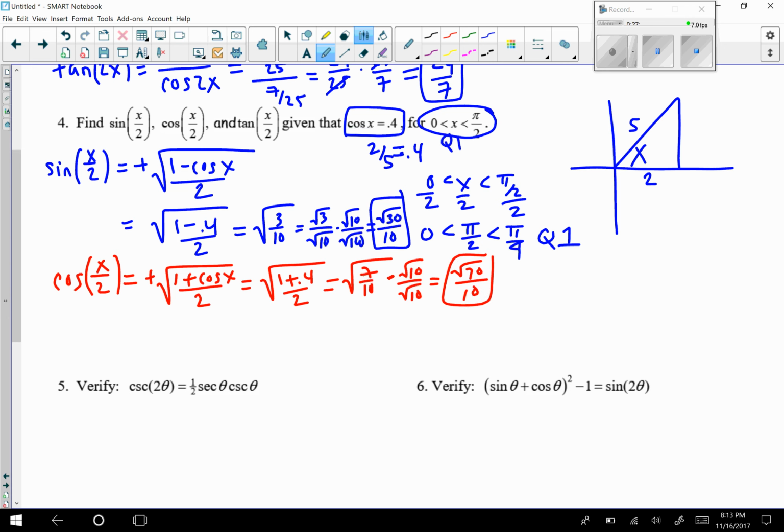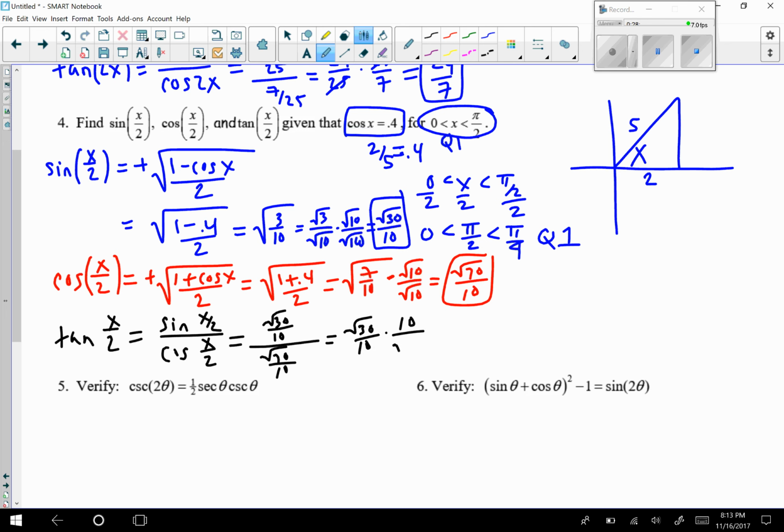And then of course tangent is the last one. The tangent of x over 2 is going to be sine over cosine. So the sine of x over 2 divided by the cosine of x over 2. In this case, you would get root 30 over 10 divided by root 70 over 10. So root 30 over 10 times 10 over root 70. Those are going to cancel out to leave me with root 30 over root 70, which we can actually simplify because 30 over 70 is just 3/7, and then multiply by root 7 over the square root of 7. When you do that, you get root 21 over 7.